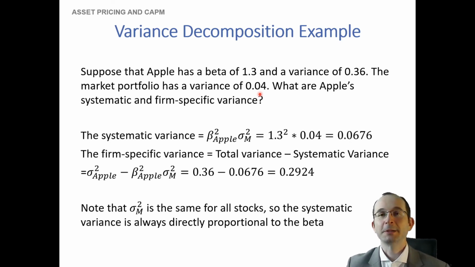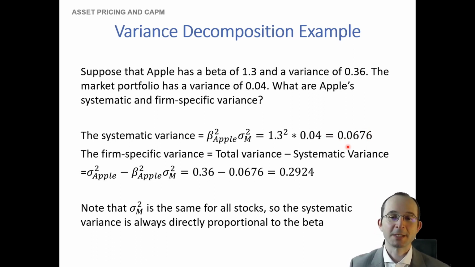Well, let's actually calculate the systematic variance first. Remember, that first component of total variance is your systematic variance, being beta squared times the variance of the market. Well, your beta squared is 1.3 squared. Your variance of the market portfolio is 0.04. And therefore, the systematic variance of Apple is 0.0676.